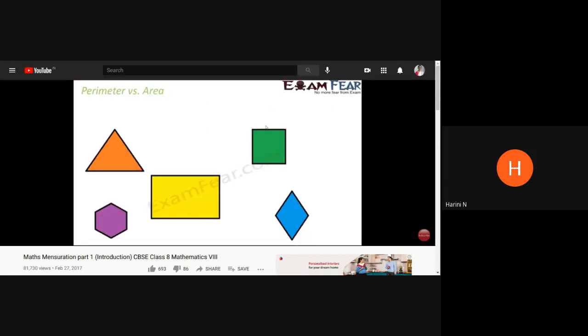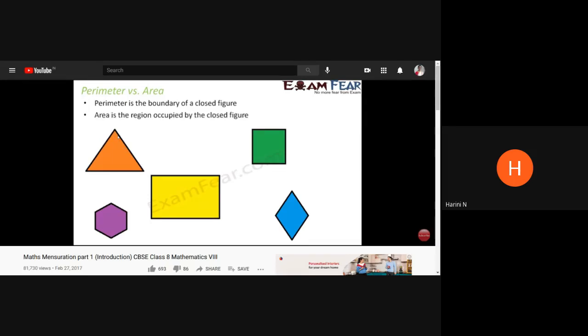Very quickly, once again, perimeter versus area. Perimeter is the boundary of a closed figure. Here on the screen, you see many different shapes: a triangle, rectangle, square, rhombus, hexagon. But when you look at each of these shapes, the black line denotes the entire boundary, and the total length of this boundary is the perimeter.